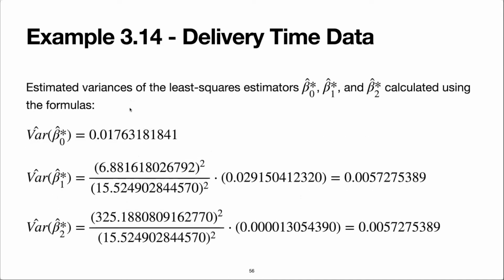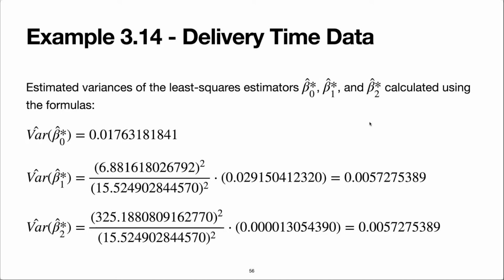The estimated variances of the least squares estimators, beta 0 star hat, beta 1 star hat, and beta 2 star hat, calculated using the formulas, are as follows. The estimated variance of beta 0 star hat is 0.01763 approximately. The estimated variance of beta 1 star hat is approximately 0.00573. And the estimated variance of beta 2 star hat is the same value, isn't it? 0.00573 approximately.